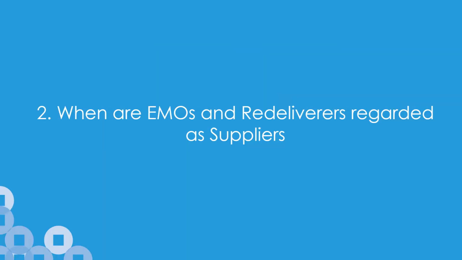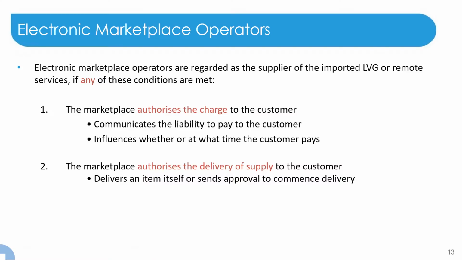Next, we will take a look at when EMOs and redeliverers are regarded as suppliers. Electronic marketplace operators are regarded as the supplier of the imported LVG or remote services if any of the 5 prescribed conditions are met. The first condition is the marketplace authorizes the charge to the customer. This means that the marketplace communicates the liability to pay to the customer and influences whether or at what time the customer pays for the supply.